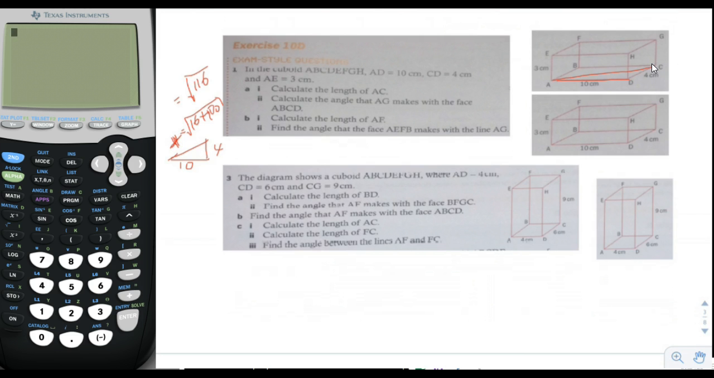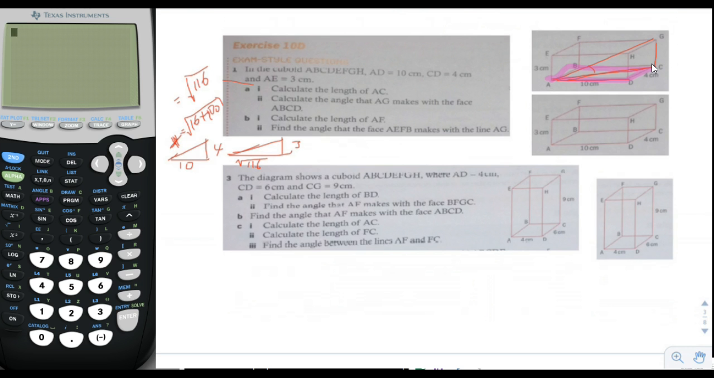Find the angle that AG makes with the face ABCD. AG makes with the plane ABCD, I'm sorry. So actually it's this angle right there. So again, we can use the triangle that forms. See if we can label the sides and everything. So one of the sides is square root of 116, which we just found. The bottom part of it, right? This part of it. And then the height is 3.